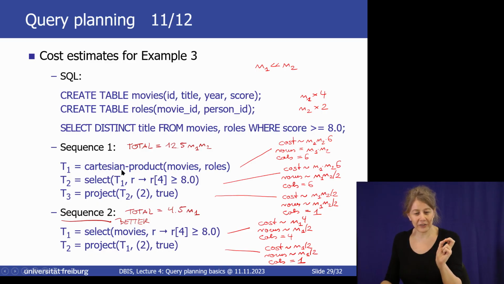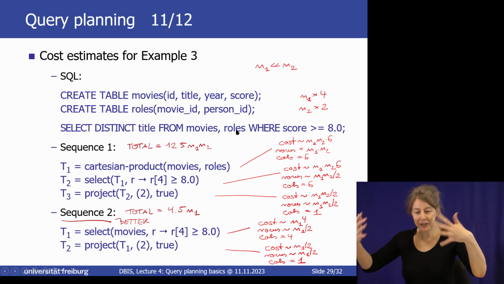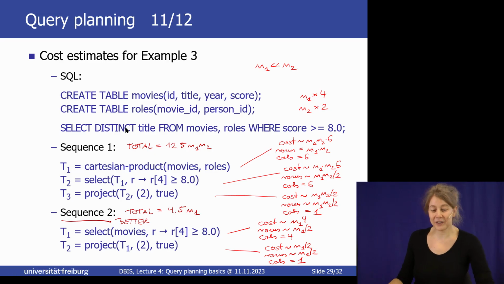Because of the distinct. I will just explain it one more time. Because of the distinct, you don't need the roles. If you have a distinct here, you really just want a distinct title from movies. And if you have the cross-product multiplication with roles, it will multiply each movie with how many roles there are. If there are 1 million roles, you have each movie now 1 million times. And with a distinct, these duplicates will be eliminated again, because it's just the distinct titles. I could just remove the roles and have the same result.